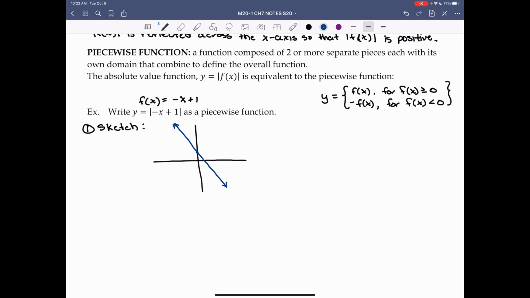And then we can use that to draw our absolute value function, because where that function is above the x-axis, which would be here, then our absolute value function lays on top of it, and where the function is below the x-axis, which is here, that portion's going to get reflected up across the x-axis. So our absolute value function will look like this.